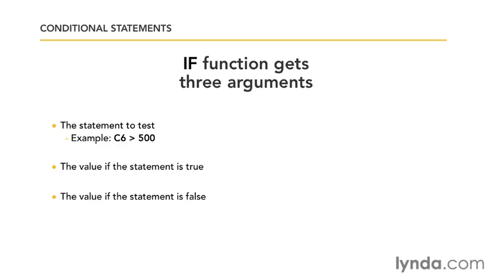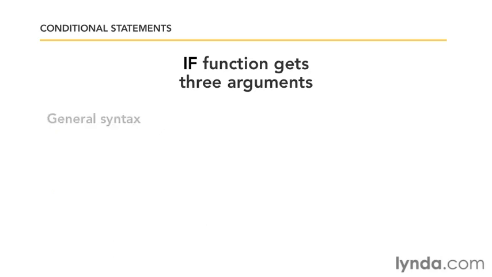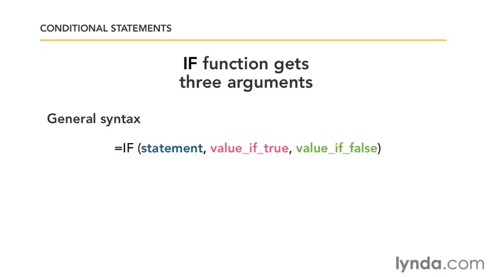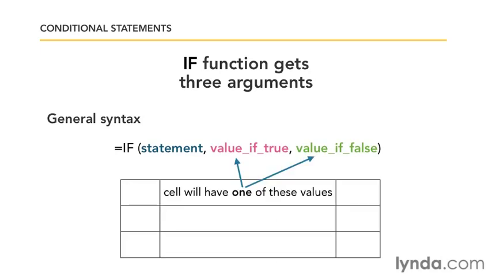statement is false. So the general syntax of the IF function is equals IF, and then you make the statement, then you have the value if true, and then the value if false. You'll notice that these 3 arguments are separated with commas. And that's really all there is to it. So let's take a look.